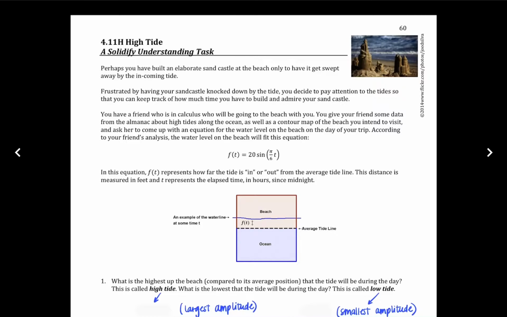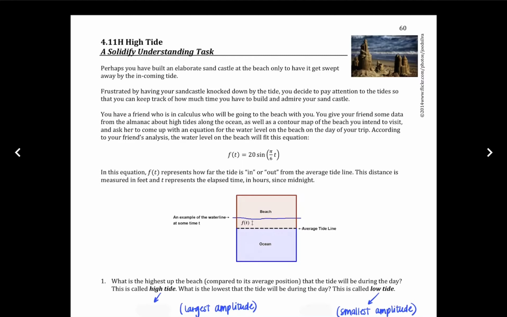Okay, and here we are on task 4.11. Again, if you want answers to that 4.10 task, or if you want to check your work, come to office hours. I'd love to look over it with you. But here we are at 4.11, and we're using another context. Instead of the Ferris wheel, we're going to now look at tides. If you guys didn't know, tides are modeled after sine, cosine, these periodic waves.